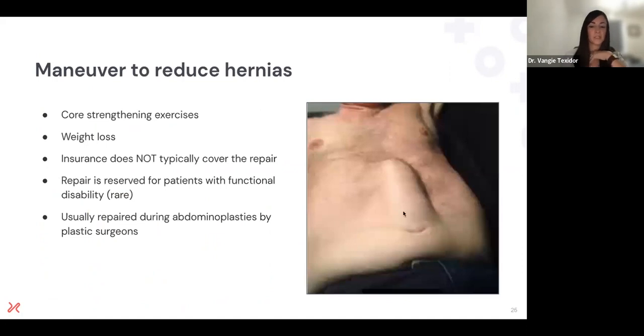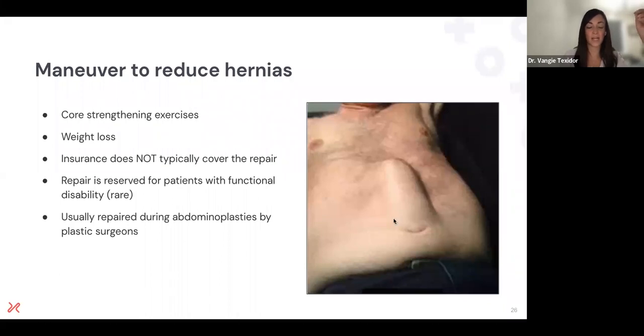So these patients don't need surgery almost ever. Only very severe ones are going to need surgery. You want to advise them to lose weight, to do core strengthening exercises. Insurance is never going to pay for that surgery.